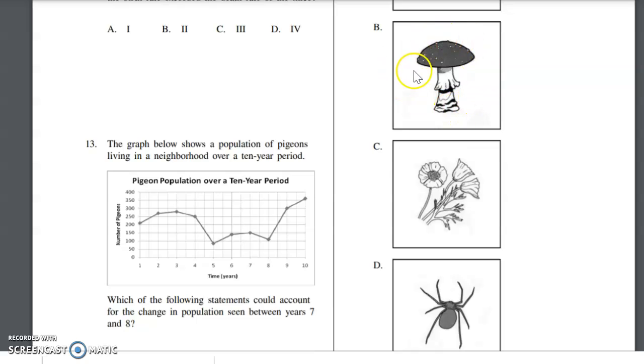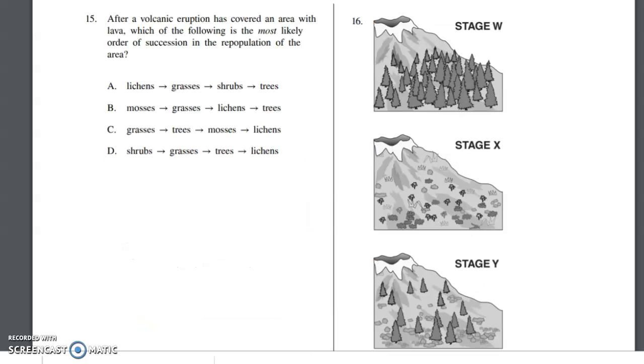So fungi. Mushroom is a fungi. It gets its nutrition through absorption. It's usually growing on things like rotting leaves and logs. You're going to see mushrooms growing. They're breaking those down and returning the nutrients. So mushrooms are decomposers.